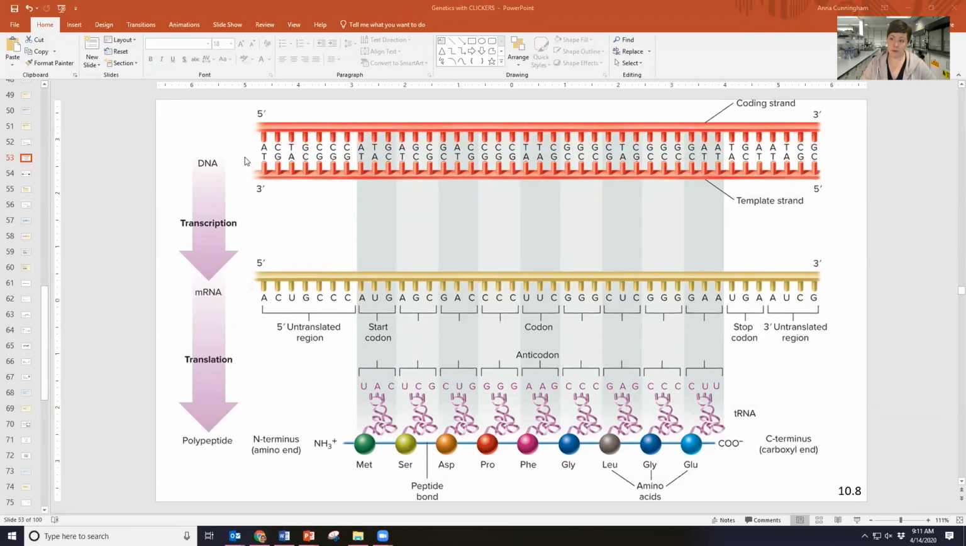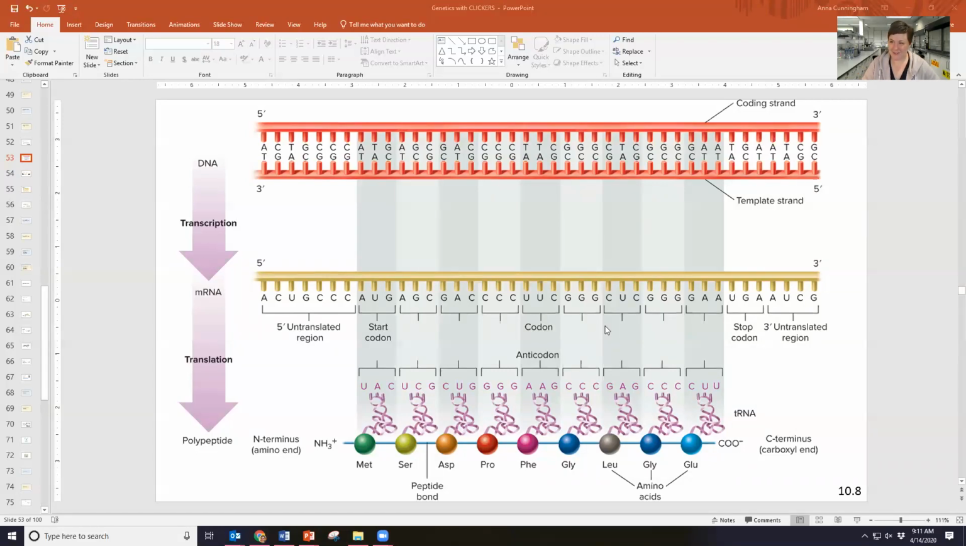So this mRNA is complementary to our DNA strand, remember? So if you have a T in your DNA strand, the complement to T is A. If you have a G, C, A, because it's RNA, that would be U. And then we go all the way. So that's mediated by RNA polymerase.